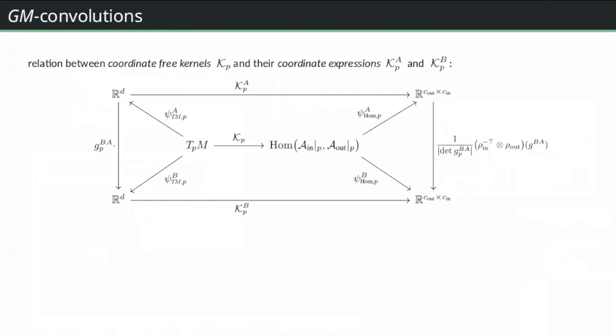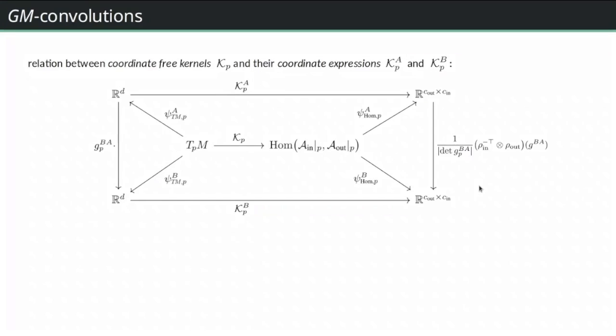Okay, now again, we can express everything in coordinates. So what you are seeing here in the middle is now again a kernel just at a point P, which is mapped from T_P M to these homomorphisms of the input feature space at that point and the output feature vector space at that point. And then here on the left, you have the trivialization of T_P M in gauge A with R^d or in gauge B with R^d. And you have the gauge transformation g_BA in between. So this is what you saw before. And then on the right, we have this homomorphism bundle. And actually these trivializations are induced by trivializations of your input and output feature vector bundle.